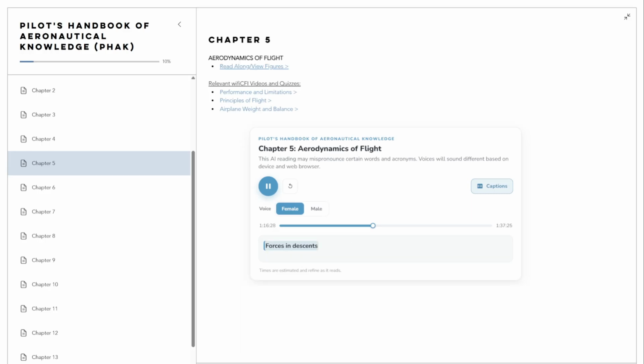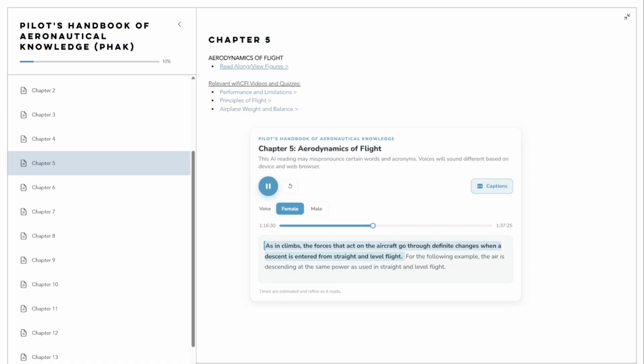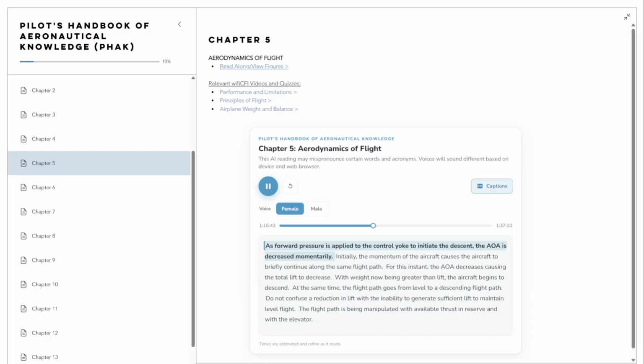Forces in descents. As in climbs, the forces that act on the aircraft go through definite changes when a descent is entered from straight and level flight. For the following example, the aircraft is descending at the same power as used in straight and level flight. As forward pressure is applied to the control yoke to initiate the descent, the AOA is decreased momentarily.